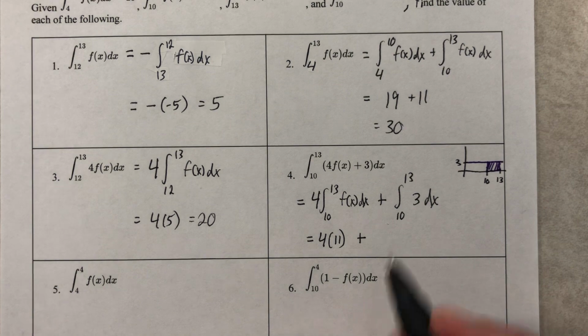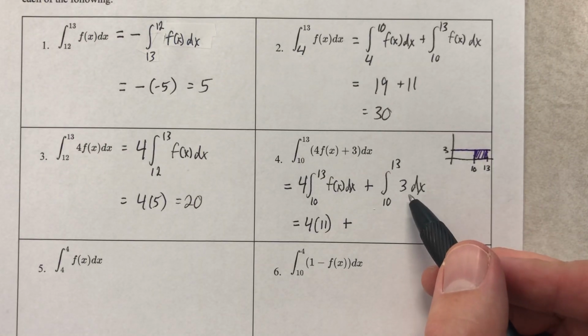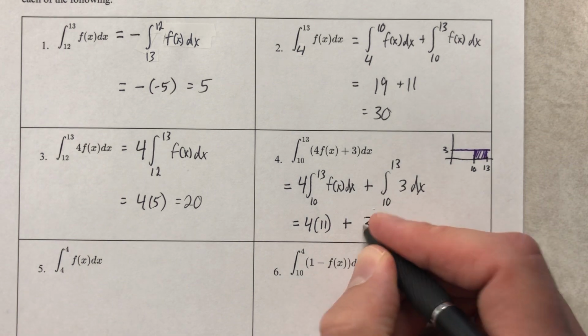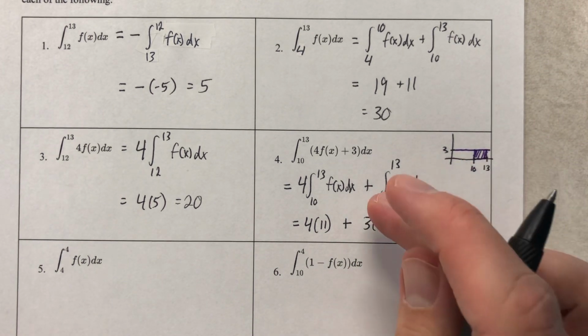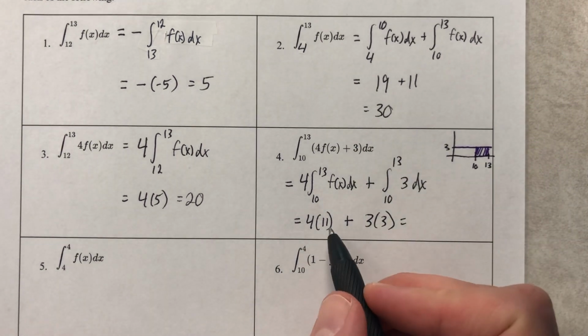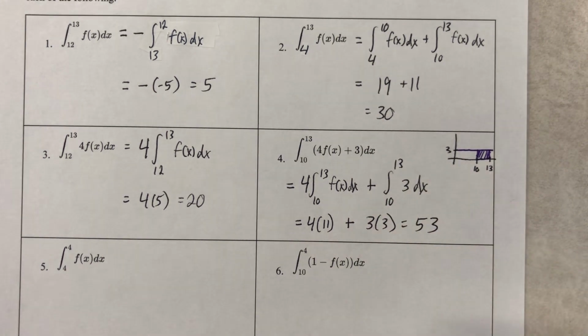So sometimes they don't give you what you need, but they just say, hey, find the area of this shape, and it's like a rectangle or a square or something pretty basic. So 3 times 3, and later we'll figure out how to do the ones that aren't so basic. So 44 plus 9 is 53.